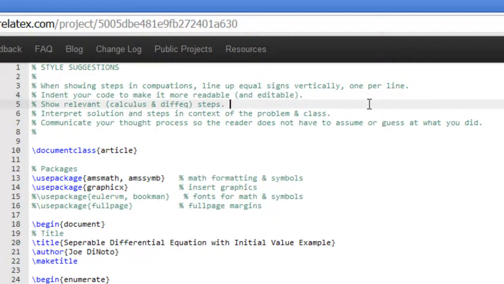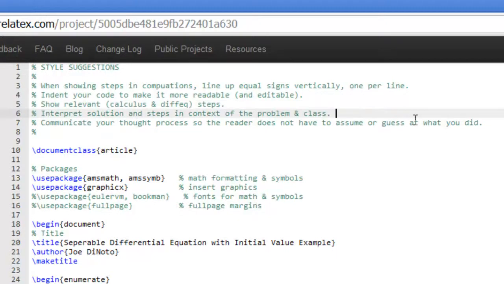Show only the relevant, in other words, calculus and differential equations steps. You don't really have to show the arithmetic. You can if you want to, but really you don't need to. I know in the previous video I was very explicit with the solutions, and that was because it was kind of an instructional video. When you're actually typing up your solutions, they should be a little bit tighter than that. So show only the relevant calc or diffy-q or whatever class you're working on steps.